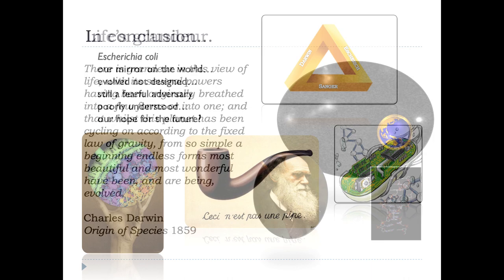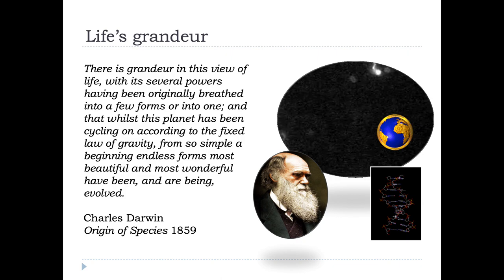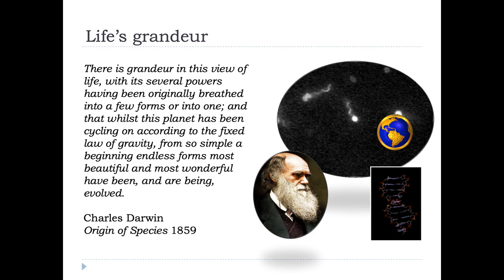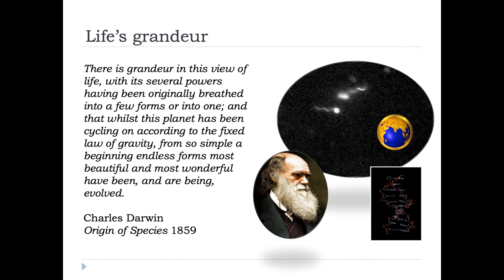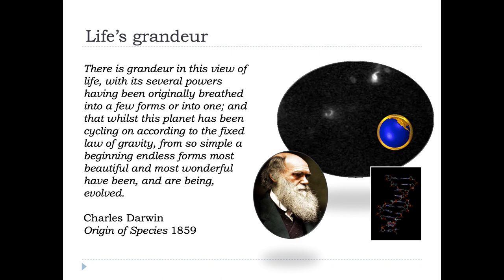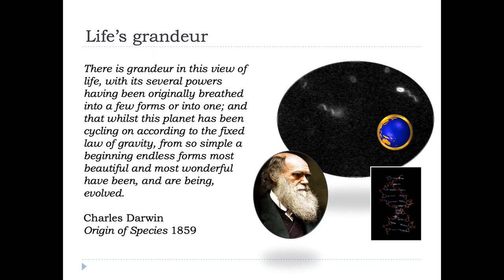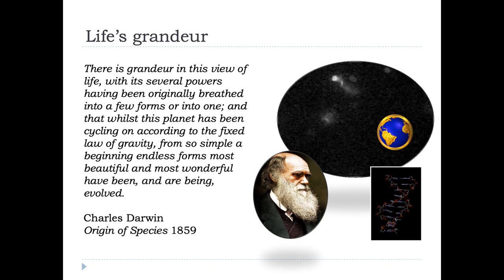So, this is the end of the course. Darwin, in one of his letters, said that as with a book, as with a fine day, you want to end with a glorious sunset. The closing words of The Origin of Species are an example of Darwin's rhetorical powers. This is what he said: there's grandeur in this view of life, with its several powers, having been originally breathed into a few forms or into one, and that whilst this planet has gone cycling on according to the fixed law of gravity, from so simple a beginning, endless forms most beautiful and most wonderful have been and are being evolved.